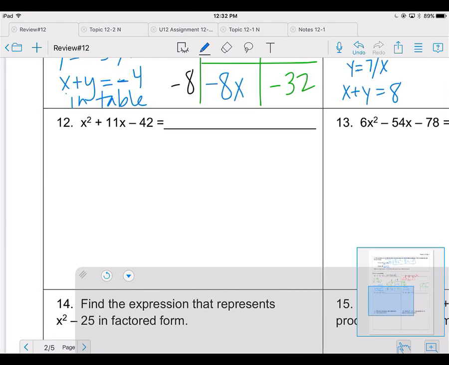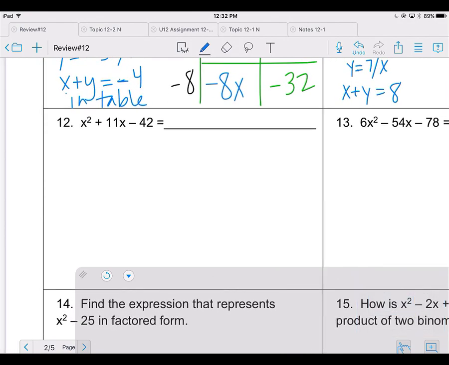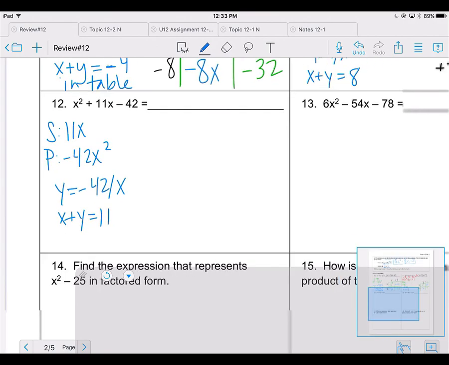Problem 12, as I'm looking, I have an x squared term, so that tells me I'm probably not going to have any GCFs. You can't really take anything out of 1, and not all of them have an x in them. So I'm looking for a sum of 11 and a product of negative 42x squared. In y equals, I'm going to put negative 42 divided by x and look for an x plus y that will add to 11.